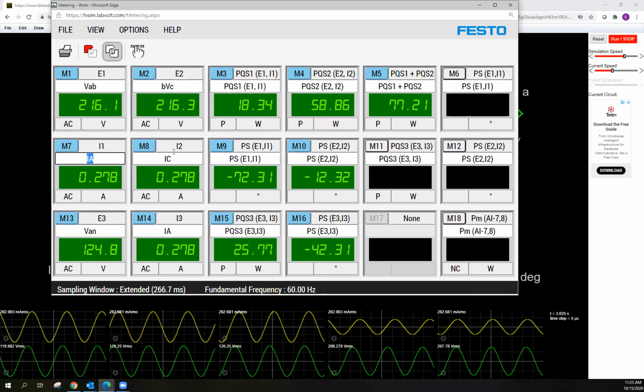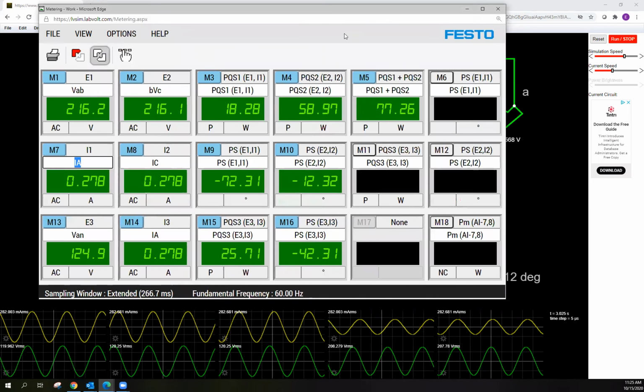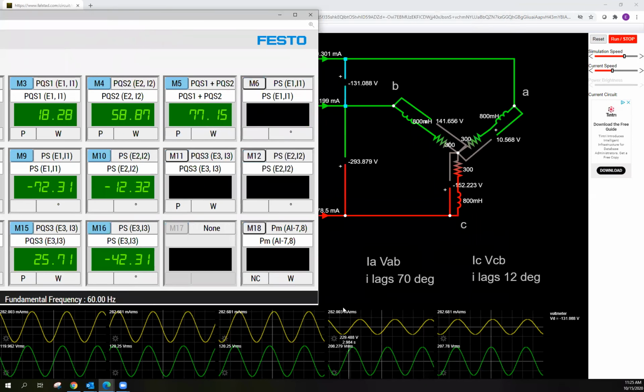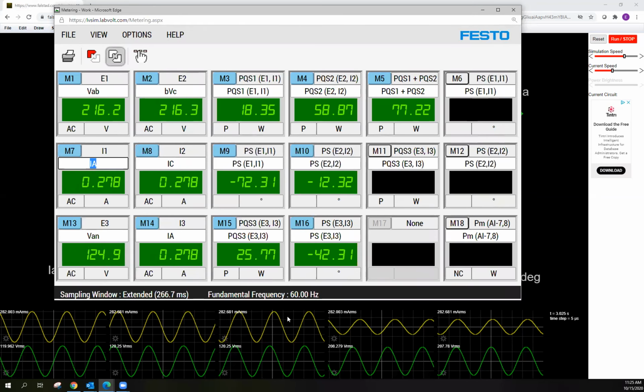Fantastic. Now, what else does this Festo lab simulation do? Well, it actually gives you the phase change. Check this out. The phase difference between the voltage and current of this, VAB and IA, is 72 degrees. And that is what we see here. The phase change between E2 and I2, which is VBC and IC, is 12 degrees. And that's what we see here, 12 degrees. Fantastic. And the phase change between the IA and VAN over here is 42 degrees. That's fantastic. That's right here.